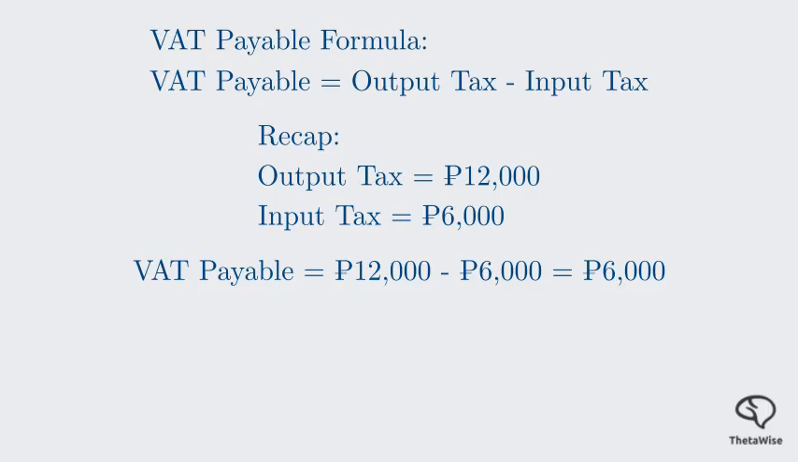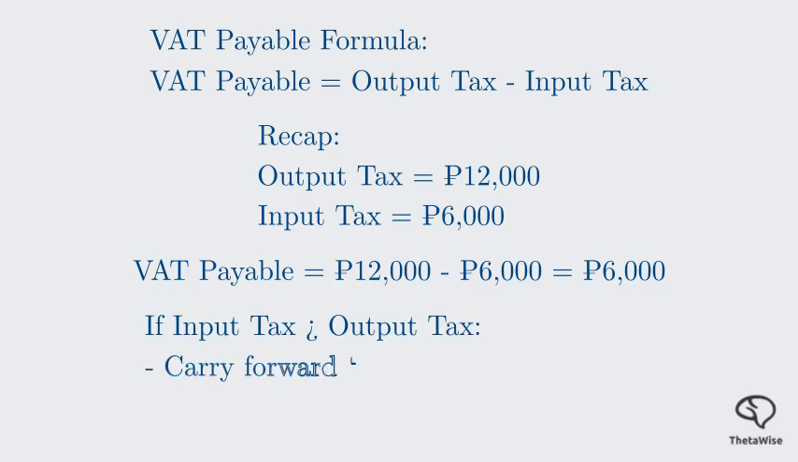What happens if input tax is greater than output tax? If your input tax exceeds your output tax, you have an excess. This excess input tax can be carried forward to offset your output tax in the next quarter. In certain cases, like for zero-rated sales, you might be able to apply for a refund.